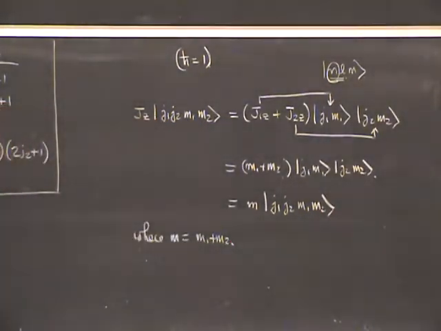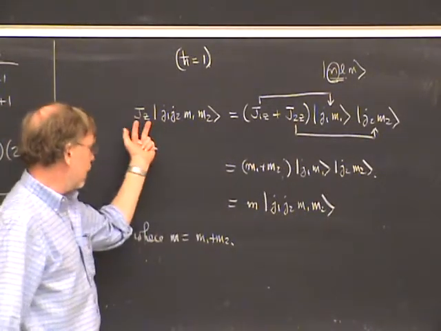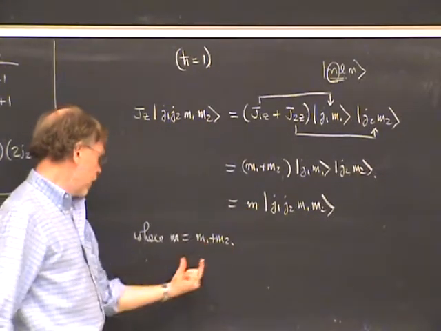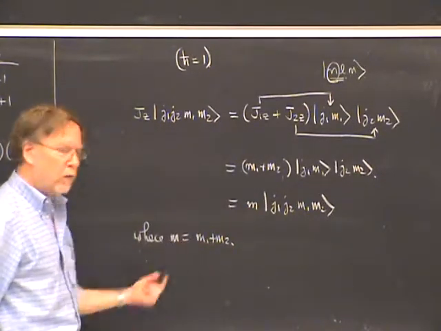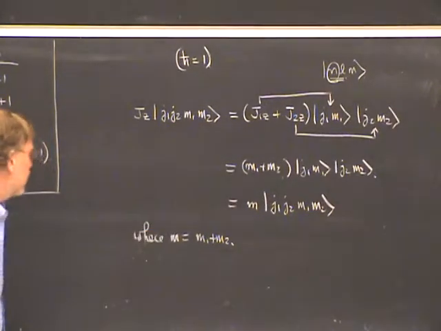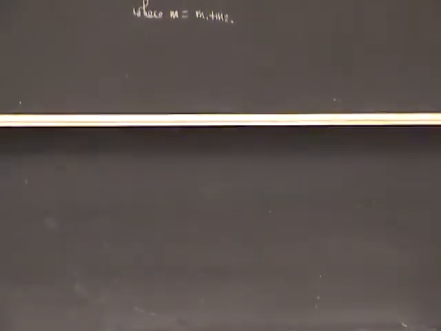And so this just shows what I claim, that all the vectors of the uncoupled basis are automatically eigenvectors of Jz with an eigenvalue which is the sum of the two m quantum numbers. It's called m, the total magnetic quantum number. Jz is what you call an additive quantum number, so it just adds up when you take products of states like this. All right.